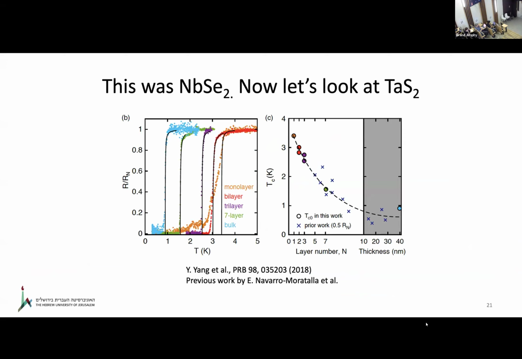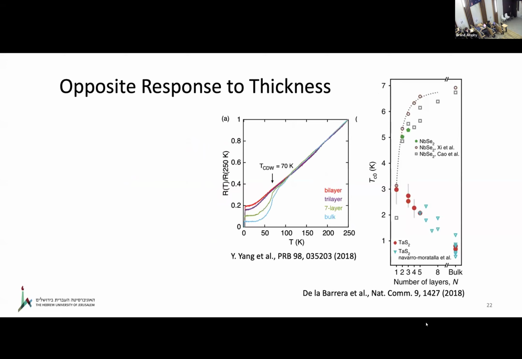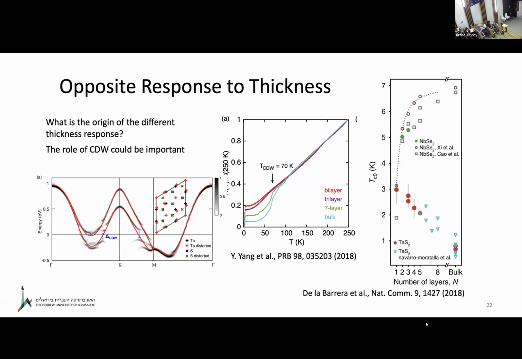So if this is the same mechanism as niobium selenide, so it's just not coupling made easier by having neighboring layers, because things work exactly the opposite way. This is a compilation of the two materials, niobium selenide going down, tantalum sulfide going up. And this paper by Yafan Yang from Pablo's group, they argued that there is a role for charge density wave, showing that this is a charge density wave effect on the bulk, and as you go thinner, the charge density wave goes weaker. So they raise the possibility that the charge density wave somehow suppresses superconductivity.